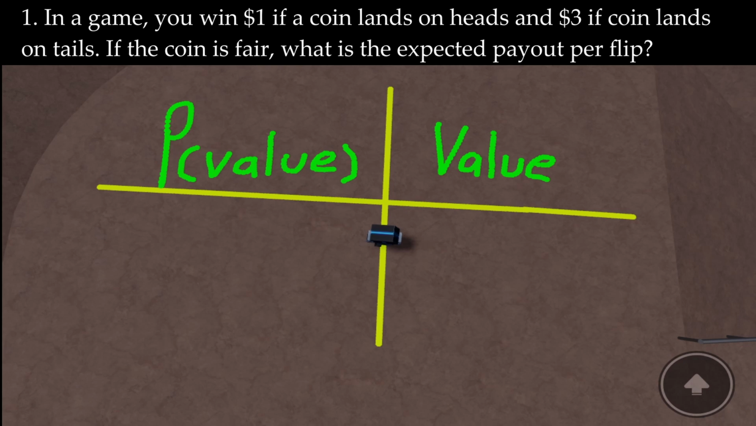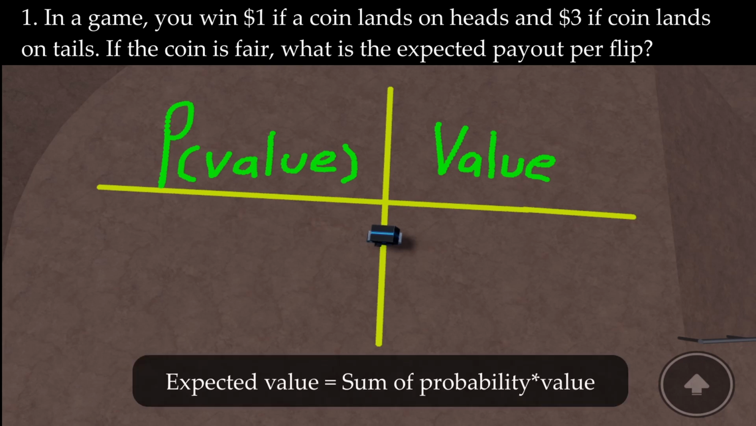So this is an expected value problem. And how do you calculate the expected value? What you do is you take each value and you multiply it by its probability. And then when you're done with that, you add up all the results you get. Let's talk about what that means in the context of this problem.